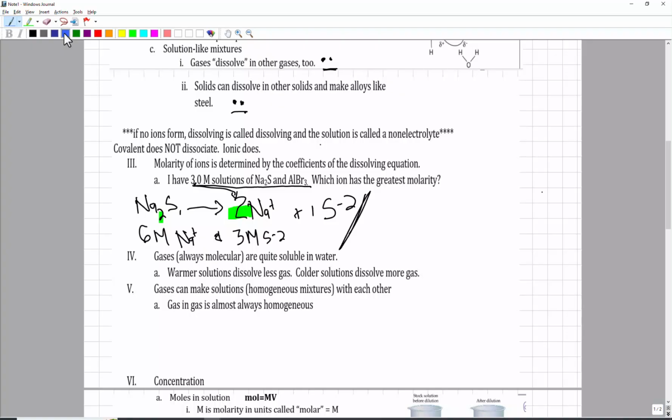Now, if I look at AlBr3, it will turn into, from the periodic table, Al plus 3 plus bromine negative. It just splits into the ions. And this 3 says I need 3 here. So again, if I have a 3 molar solution, I'll have 3 times 1, 3 molar Al plus 3. And I'll have 3 times 3, 9 molar Br negative.